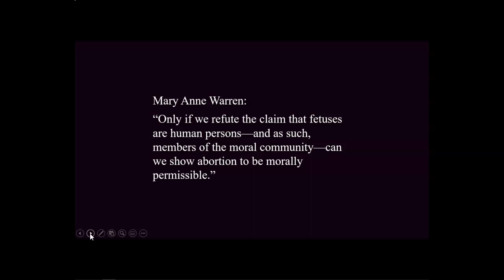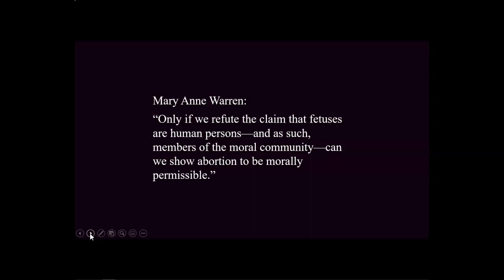So the next one is a gal who died young, a philosopher who died fairly young, Mary Ann Warren, and hers is a little bit more sophisticated, and it's not really a thought experiment, it's a claim. She says, only if we refute the claim that fetuses are human persons, and as such members of the moral community, can we show abortion to be morally permissible.